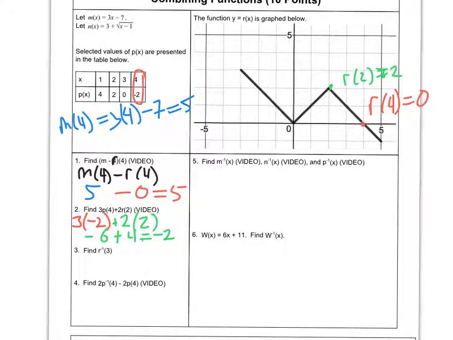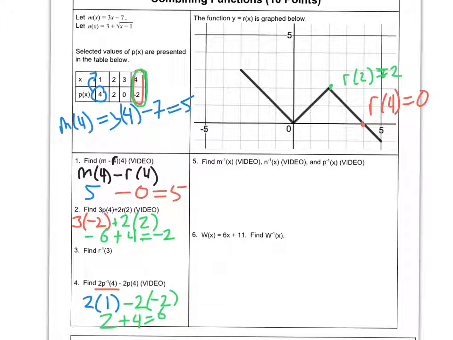Okay, number 4, p inverse of 4. That means I'm looking for where p has a value of 4 and spitting out the input, so it's going to be 2 times 1. And p of 4 is finding where x is 4 and spitting out the output. So minus 2 times negative 2. 2 minus negative 4 is 2 plus 4, which is 6.